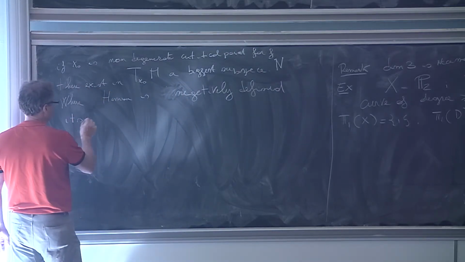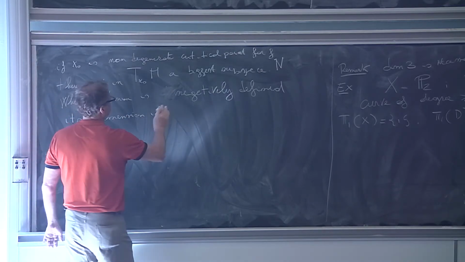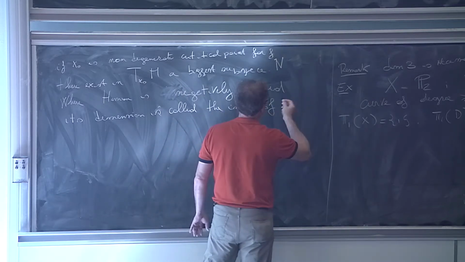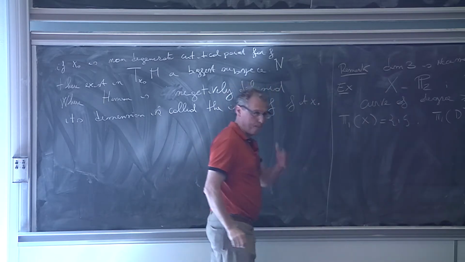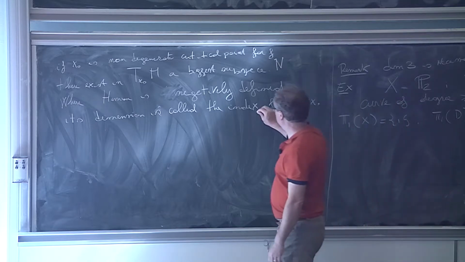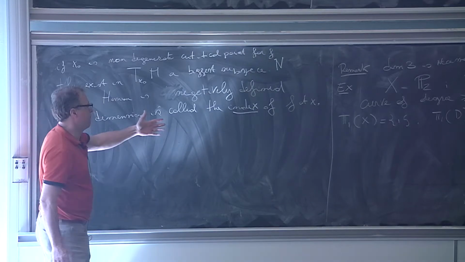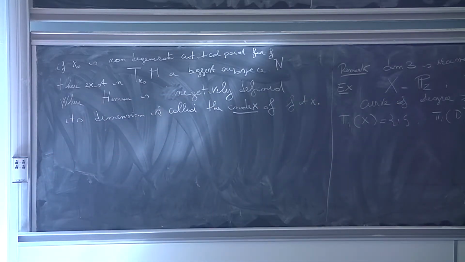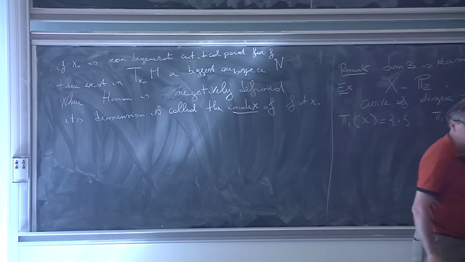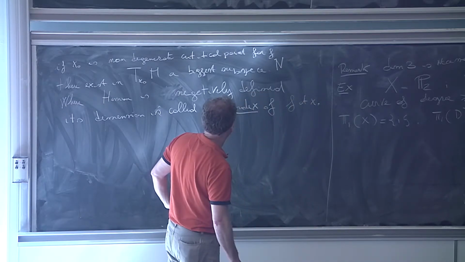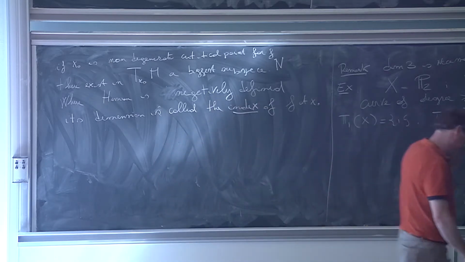And its dimension is called the index of f at x0, which is an integer between 0 and the dimension of M. All the eigenvalues can be positive. Ah, yeah, 0, yes, sorry. You're right.